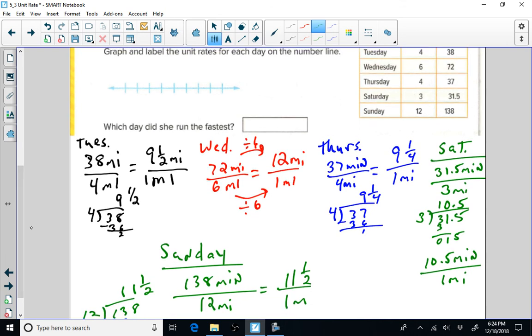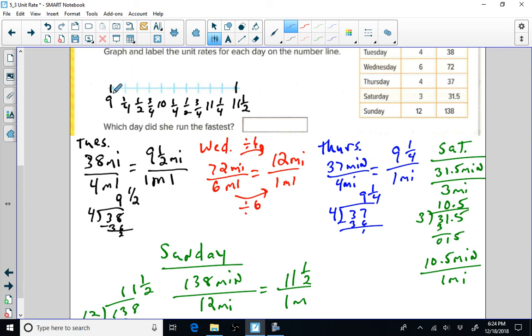So I'm putting these values on the number line. We would have to start with the smallest, which would be 9 1/4. Let's make this 9. So this is 9 1/4, and these will be quarters. 9 1/4, 9 1/2, 9 3/4, 10, 10 1/4, 10 1/2, 10 3/4, 11, 11 1/4, and here's 11 1/2, and that's our highest.